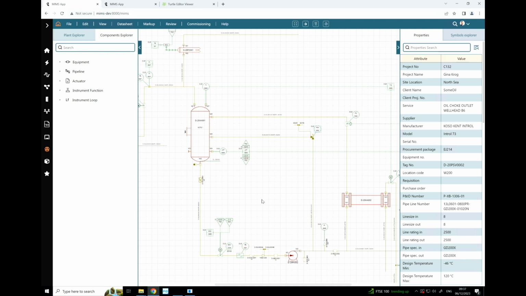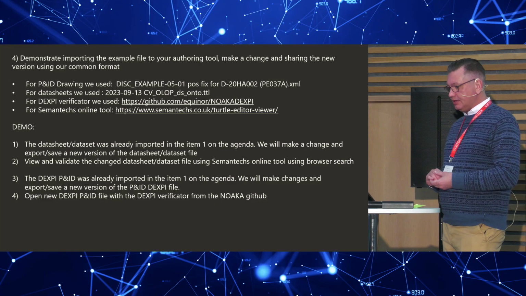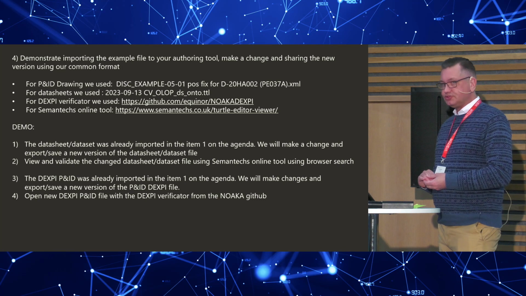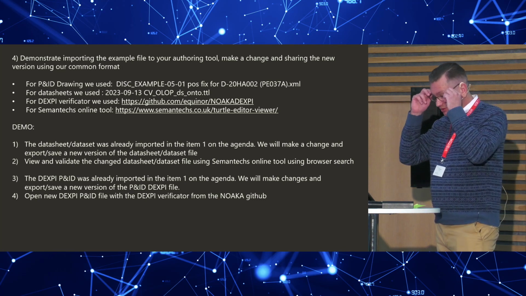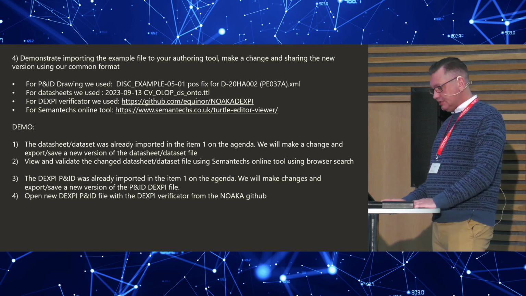For challenge number 4, it says demonstrate importing the sample files to your authoring tool, make a change, and share this new version using our common format. We use the same files, they're already imported. Also, we are using the DEXPI verificator from the NOAKA DEXPI GitHub. And we're also using the Semantic Online tool to validate the datasheet dataset. For the first demo, we'll just do the datasheet or dataset.